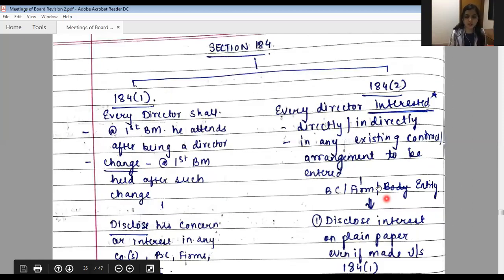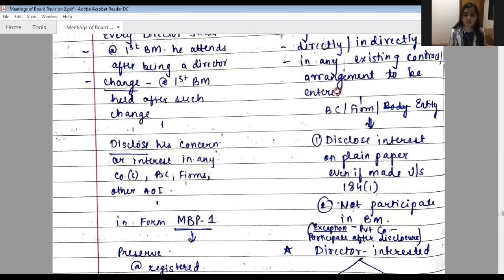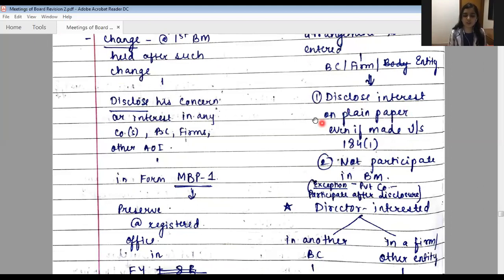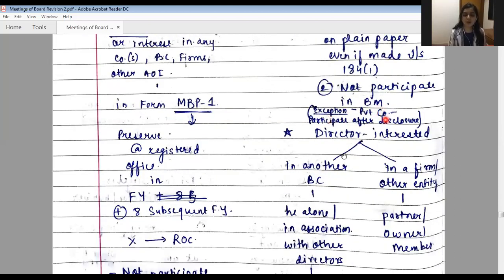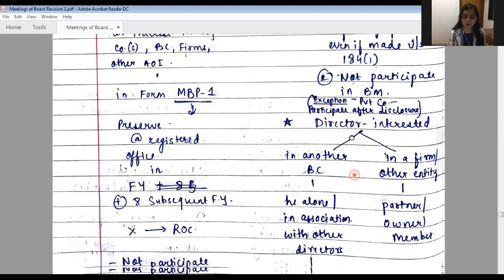These interested directors shall not participate in board meetings. Now, what does section 184 subsection 2 state? Every director interested directly or indirectly in any existing contract or arrangement to be entered into with a body corporate, firm or entity shall first disclose his interest on plain paper, even if disclosure was made under section 184 subsection 1. That is, even if he has disclosed under section 184 subsection 1, still he has to disclose under section 184 subsection 2, and he shall not participate in the board meeting. But in case of a private company, the interested director can participate after the disclosure.